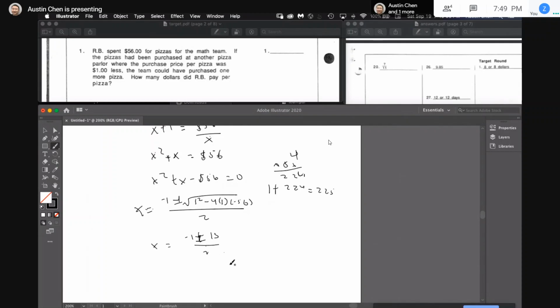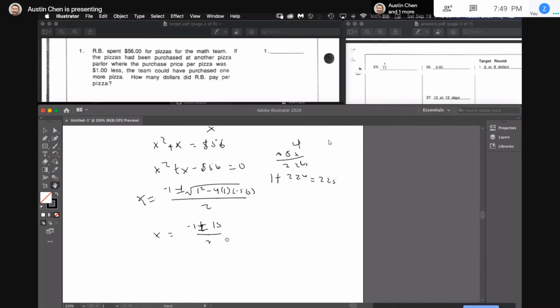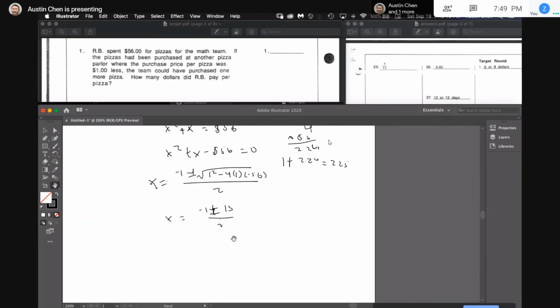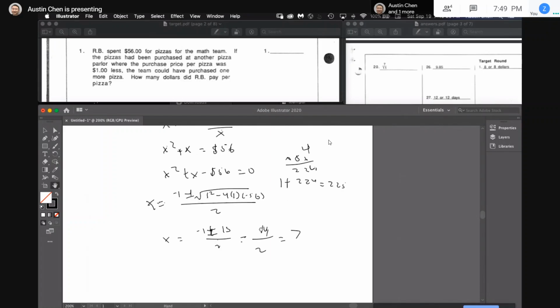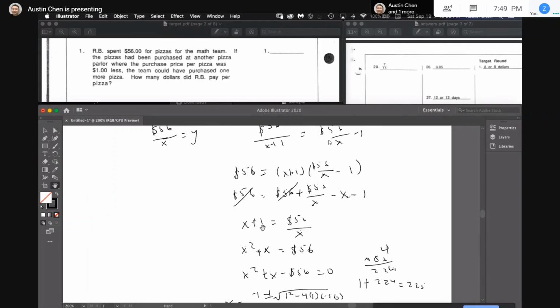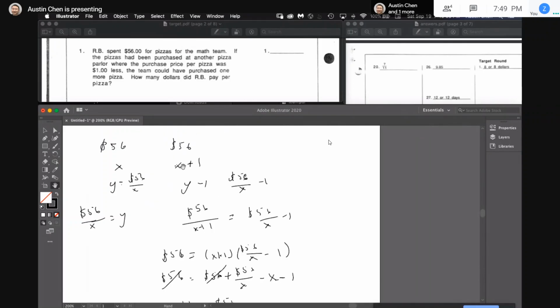Now x can't be negative, right? Because you can't buy a negative number of pizzas. So we're not going to do the minus 15, we're going to do the plus 15. So then we have -1 plus 15, that's 14. And then over 2, that's 7. Okay, so in this new case, they bought 7 pizzas.